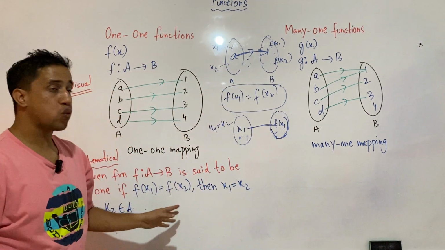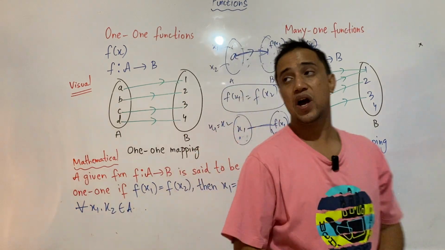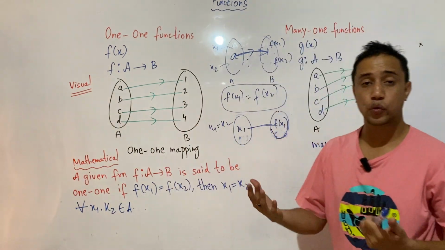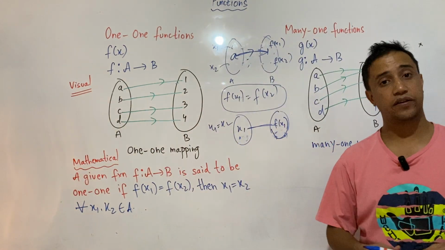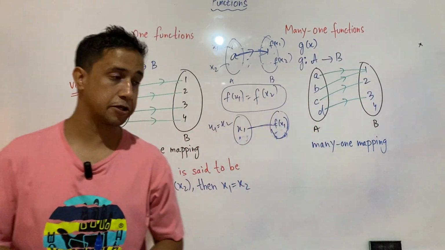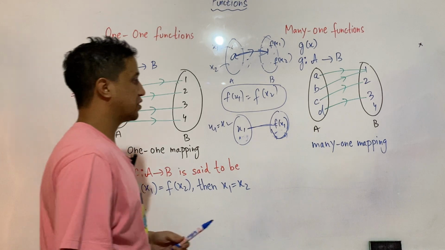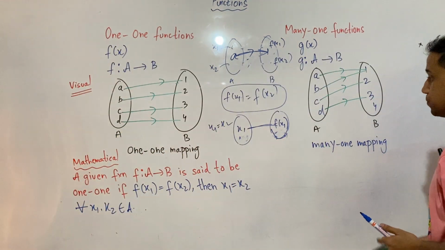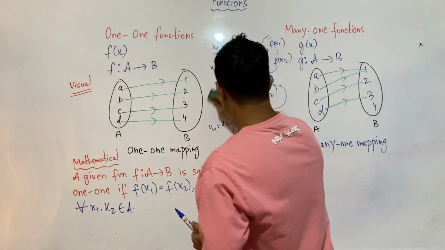Okay, if x1 is not equal to x2, then this relation is not going to be a one-one function. Sorry, this function is not going to be a one-one function. Okay, I hope this thing is clear to you. Okay, now come to the next slide.